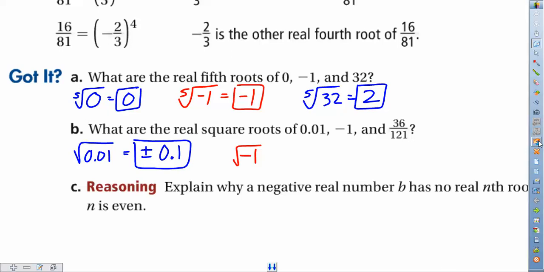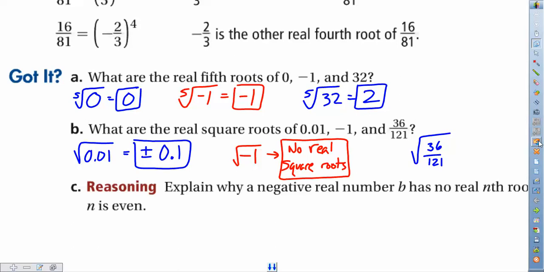What's the real square root of -1? Ha, gotcha. Or did I get you? Maybe you already knew that. There are no real square roots, right? It's all imaginary. And then the real square roots of 36 over 121. What I would do there is just take the square root of the top, square root of the bottom. So we'd have plus minus 6 out of 11.